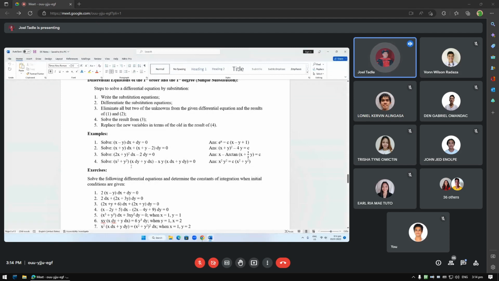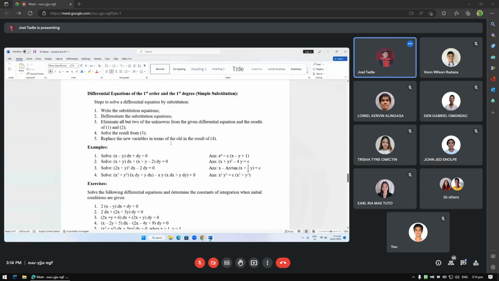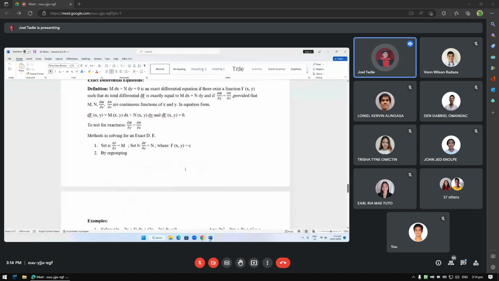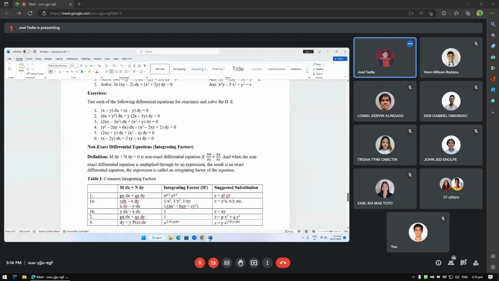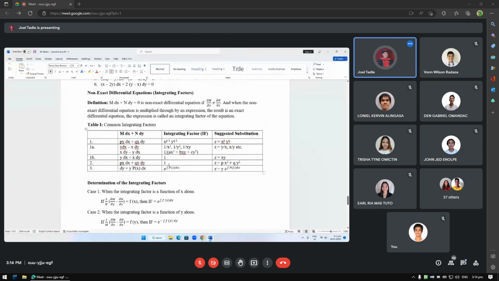It is related to the homogeneous differential equation. The homogeneous, like y equals vx, no? Okay, so that is exercise 6. Then this is the exact, exercise 7. Then the non-exact is exercise 8. Okay.